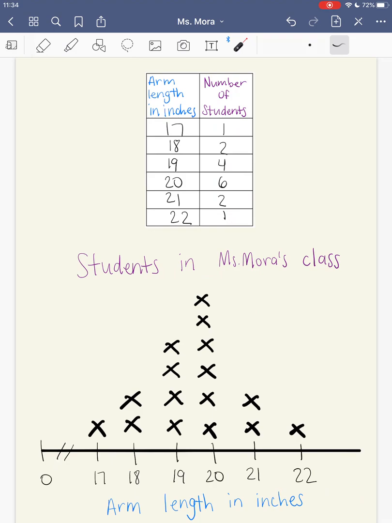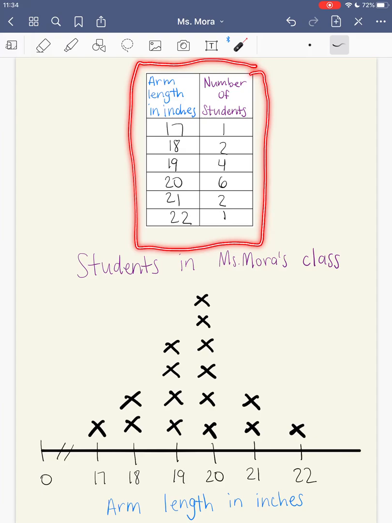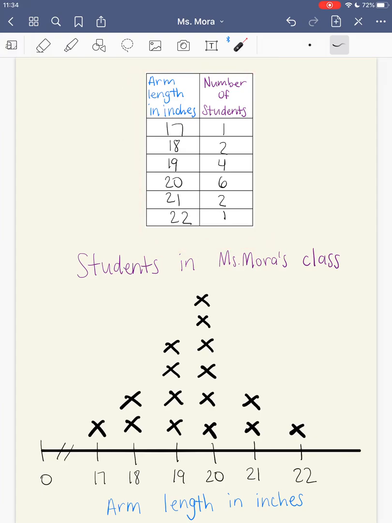So, way at the beginning of this unit, we learned about data tables, right? And this is a new kind of data table, okay? So it has the title. These are the titles, okay? So it's talking about the arm length in inches and number of students. If you look at this column here, this is the number of inches, the length of students' arms, and these are the number of students whose arms measure that length.